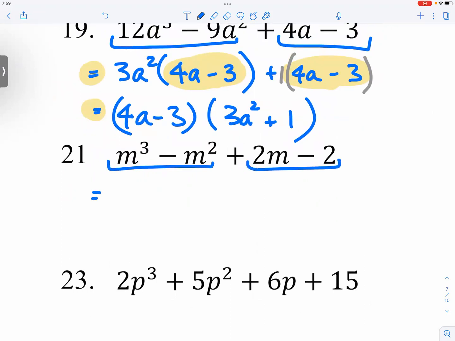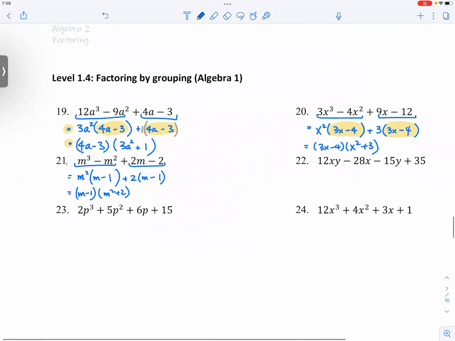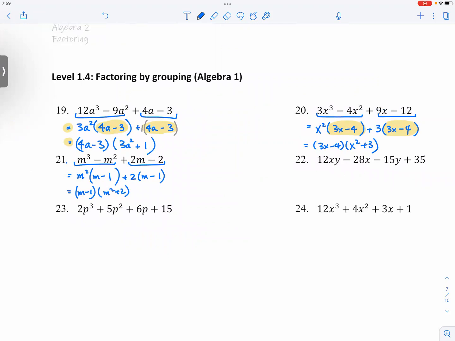Number 21. Ooh, I forgot to put a dot right there. Number 21. M squared would be the common factor, the first two, and then m minus 1. And then for the second one, you take out the 2, and then you have m minus 1. So m minus 1 times m squared plus 2. All right. How many of you think that this is extremely easy? Okay, wonderful, wonderful. You're not going to miss it if I give you a quiz tomorrow, right? If. But it could be a real if. Could be.